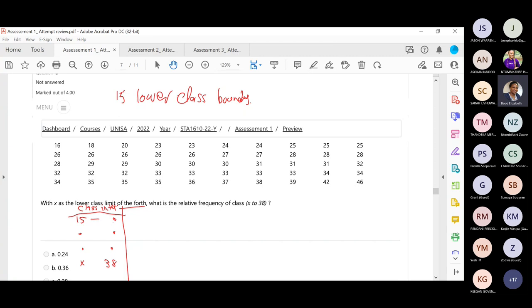So in order for us to create the class intervals, we need to find the range of the data. We know that we need to create 6 class intervals. So we need to calculate the range, which is 46 minus 16. What is 46 minus 16? 30. It's 30, and we divide that by 6. That will tell us how big the class interval will be. So 5, it will give us the width.